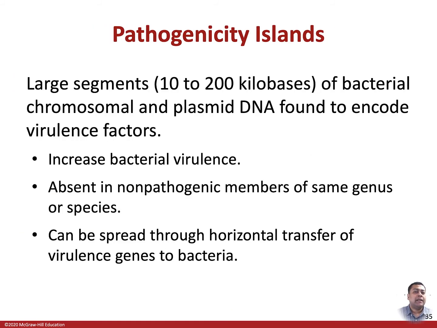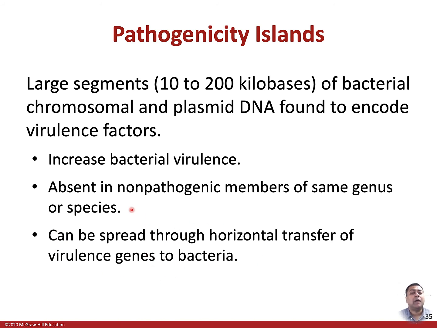Next, we are looking at how different organisms damage the host. So we are looking at the bacteria first. There are some specific areas known as pathogenicity islands, and these pathogenicity islands are large segments, about 100 to 200 kilobases of bacterial chromosome, and also plasmid DNA found to encode the virulence factors. What they do is increase the bacterial virulence, and these are absent in non-pathogenic members of some genus or species. And they can be spread through the horizontal transfer of virulence genes to other bacteria.